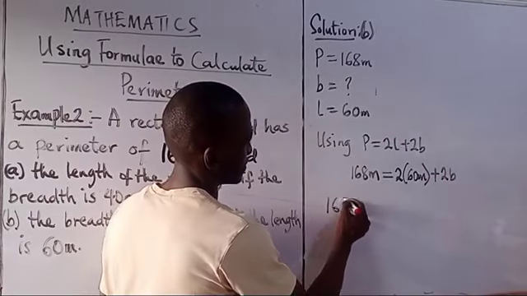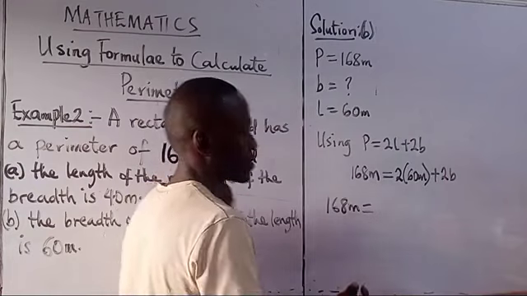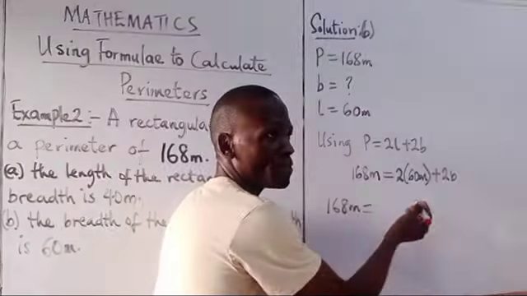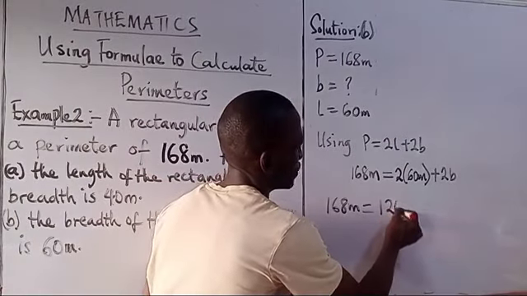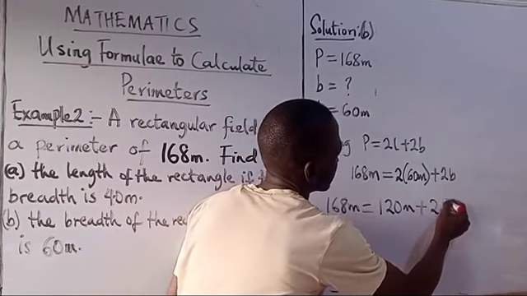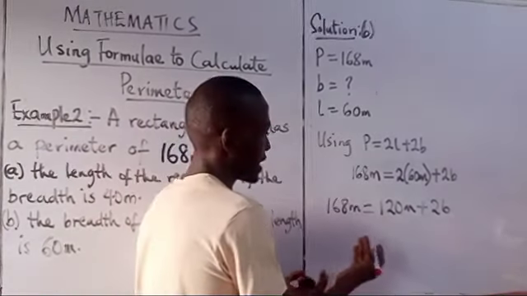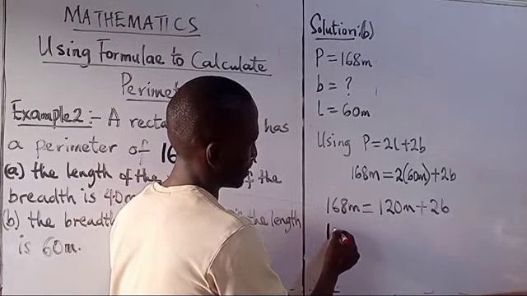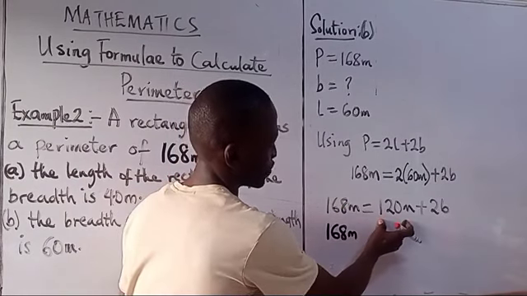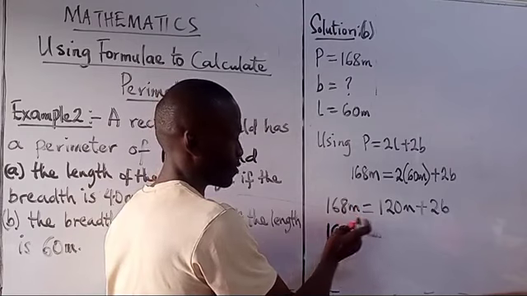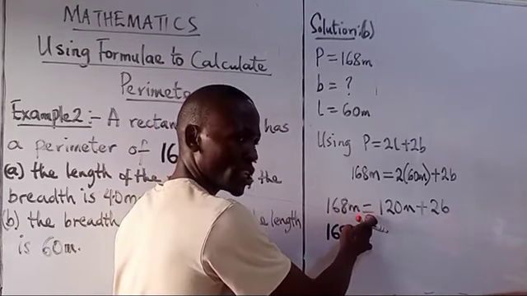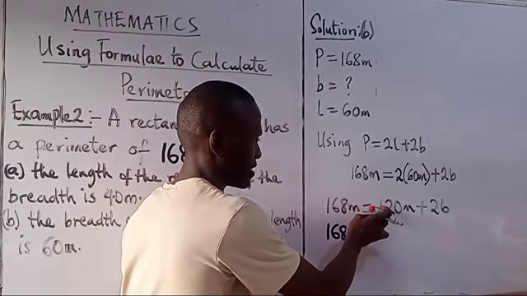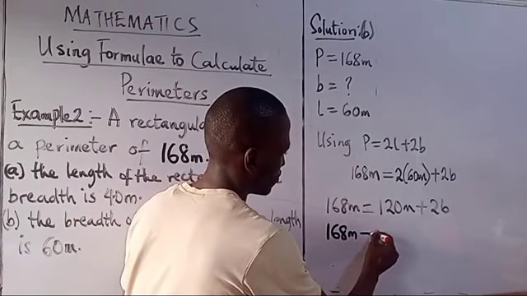We have 168 meters equals 2 times 60 meters, which gives us 120 meters, plus 2B. Collect like terms. Let us have it as 168 meters. 120 meters is coming from that side to this side. It's crossing the equal sign, so the sign for 120 meters is going to change to the opposite. The plus sign that is with 120 meters here becomes minus when it gets here.